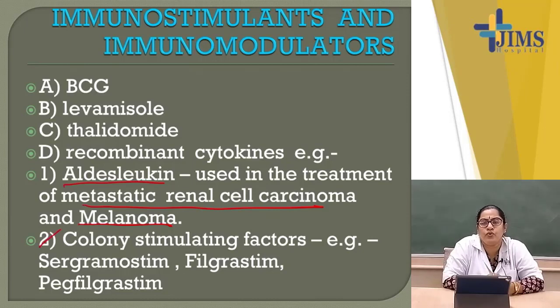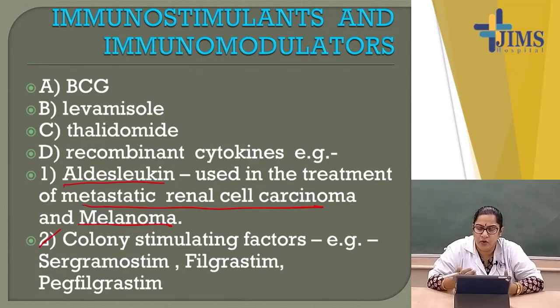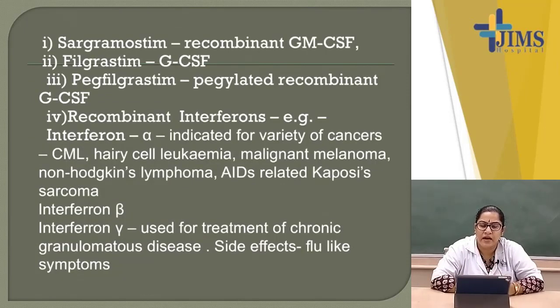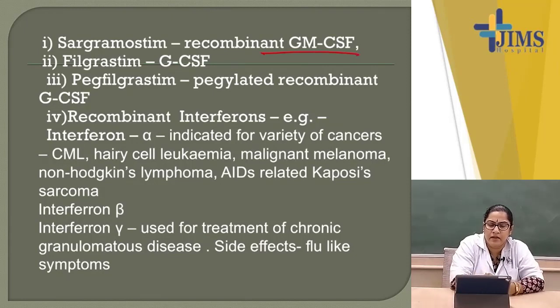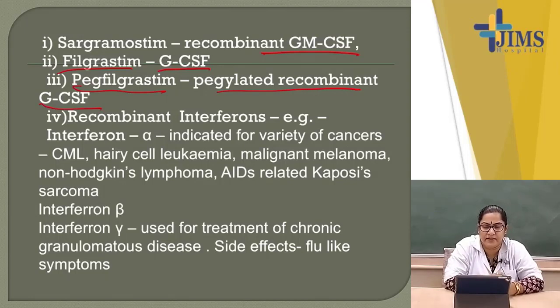Next group is the colony stimulating factors. Examples are sargramostim, which is very important, filgrastim, and pegylated filgrastim, known as peg-filgrastim, for better utilization by the host. Sargramostim is a recombinant granulocyte macrophage colony stimulating factor. Filgrastim is only a granulocyte colony stimulating factor. Peg-filgrastim is a pegylated recombinant granulocyte colony stimulating factor.